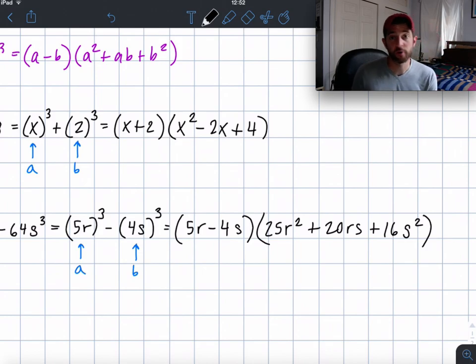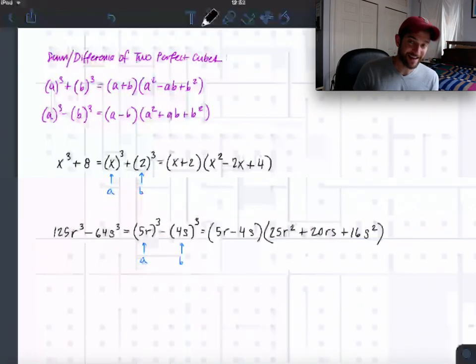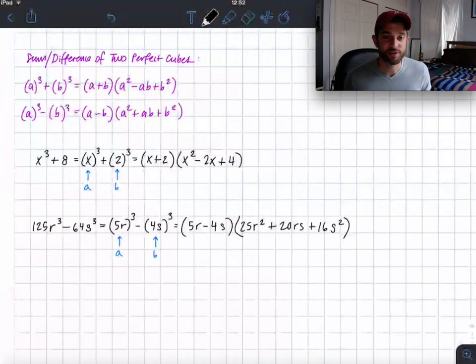So it's pretty straightforward. If you put it in terms of a and b, it makes it a lot easier to keep track of what a and b are. And then you can just plug it in, do a little calculations here and there when needed, and it's pretty cut and dry.